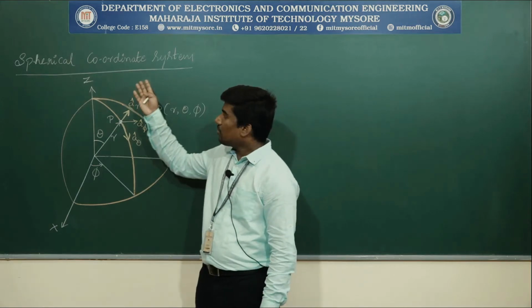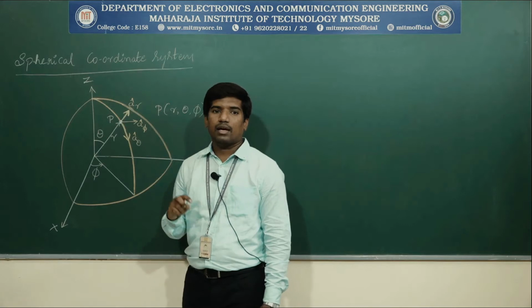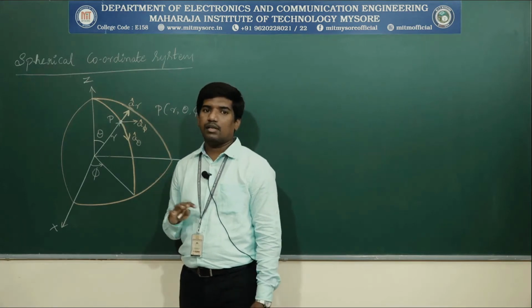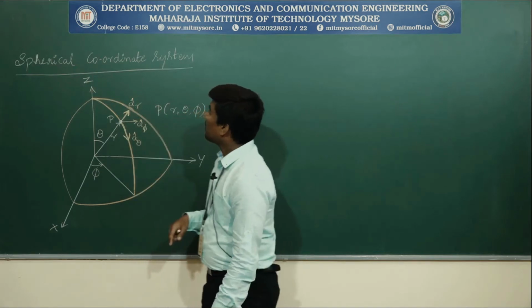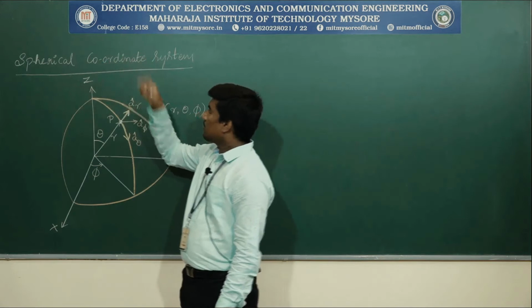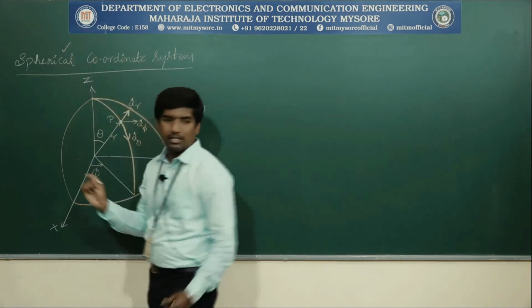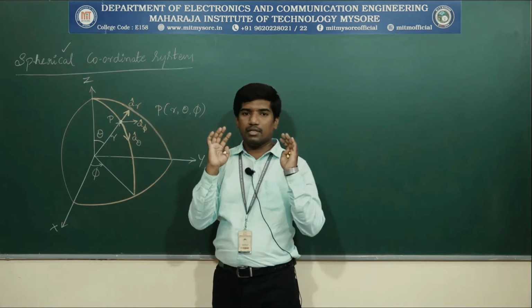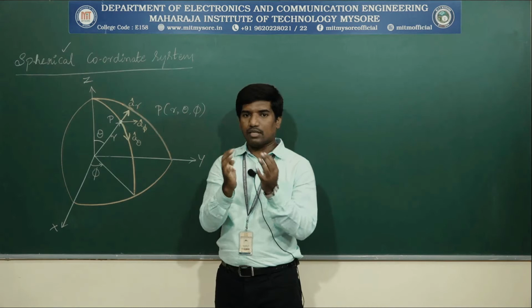Now let us move on to the next coordinate system, which is very important while analyzing three-dimensional things, that is the spherical coordinate system. So what do you mean by spherical coordinate system? As the name suggests, spherical means sphere. It is a three-dimensional globe-like structure. It is a three-dimensional ball-like structure.